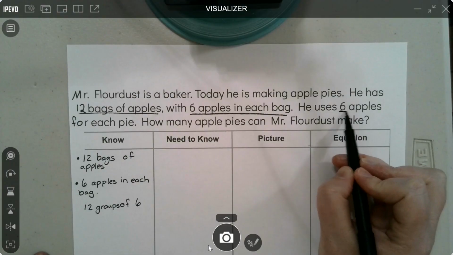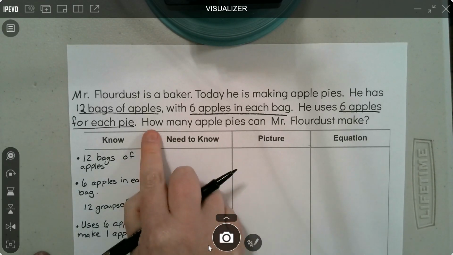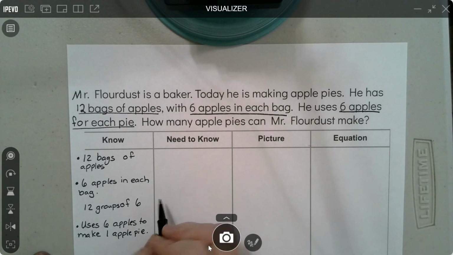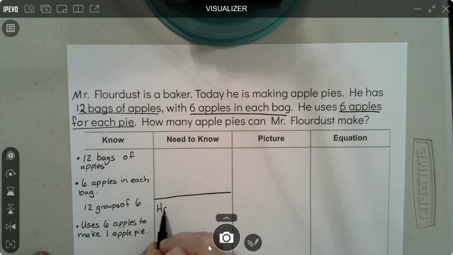Then it says he uses 6 apples for each apple pie. So he uses 6 apples to make 1 apple pie. Okay. Now, then it says, how many apple pies can Mr. Flour Dust make? This is a multi-step problem. So, of course, the final question is going to be one of our needs to know. How many apple pies can he make?